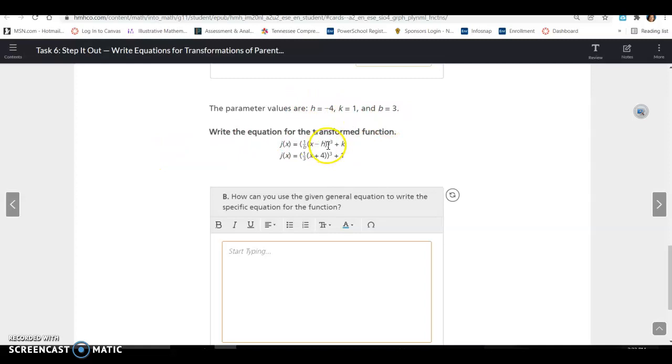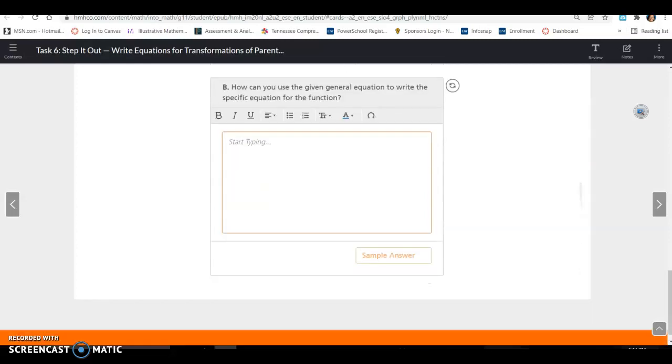So it says write the equation for the transformed function. We take our general function, J of X, that was given above, and we put in 1 over B, B was 3, and then X minus H, X minus a -4 makes that a +4, and then +1. So this would be our transformed function.